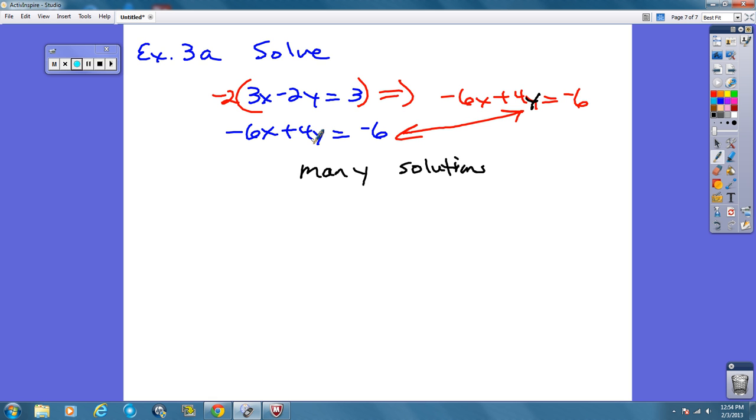The other thing with a many solutions problem, if you did work these out, what you usually see is you get 0 equals 0 or -6 equals -6. You get the number equal to itself, which means everything works. That's what it means. Many solutions is everything works because they have the same ordered pairs to make up the lines.